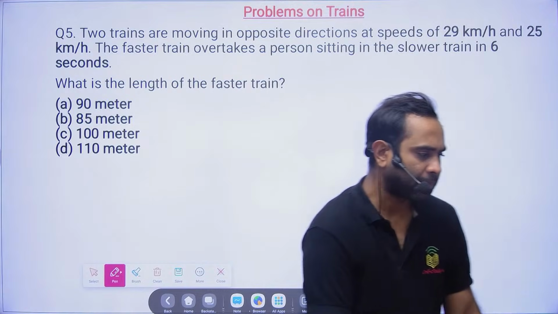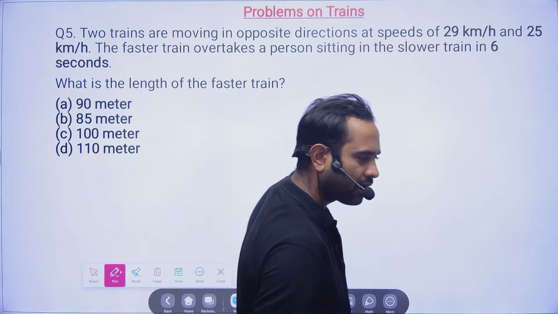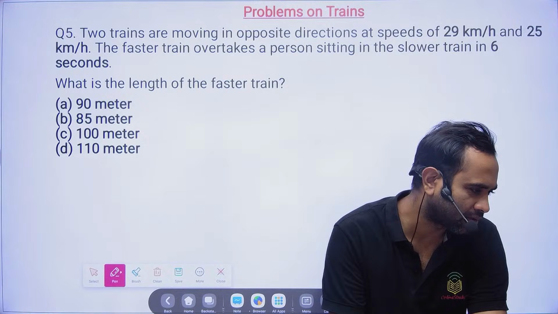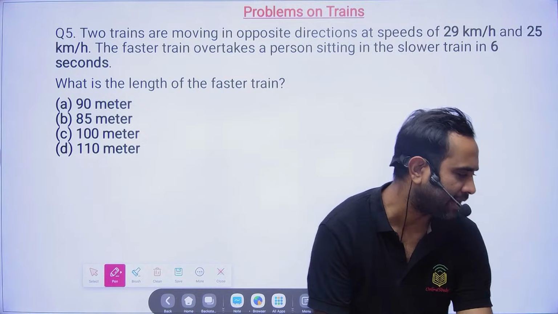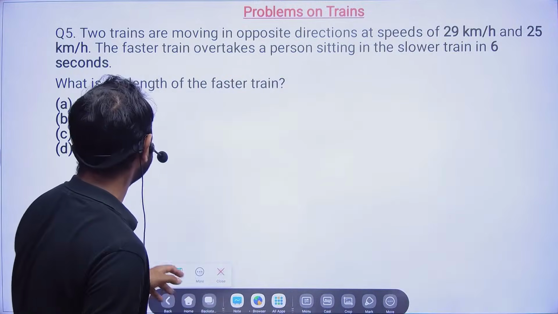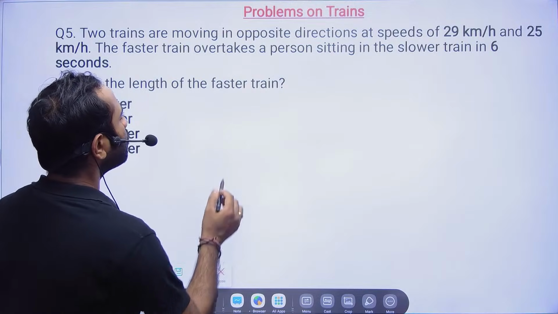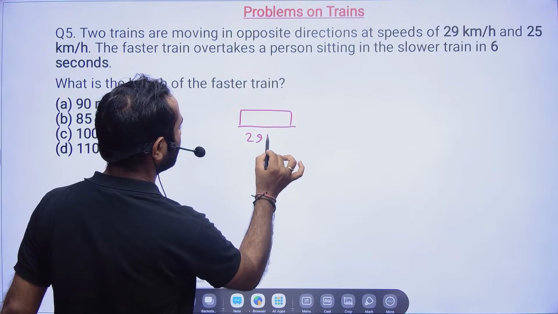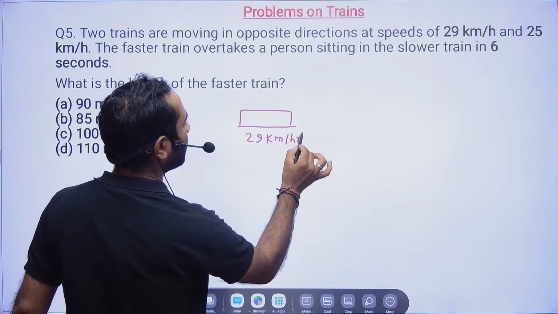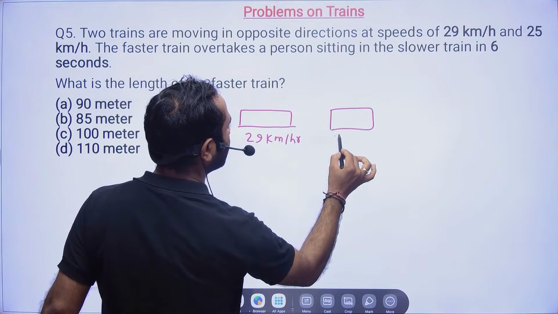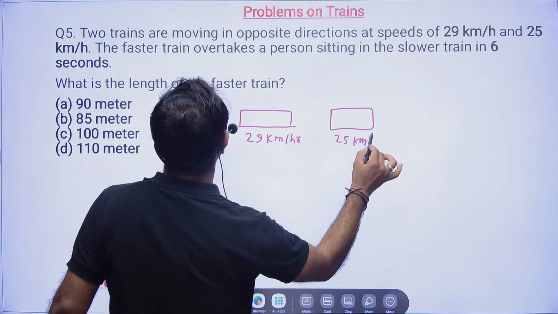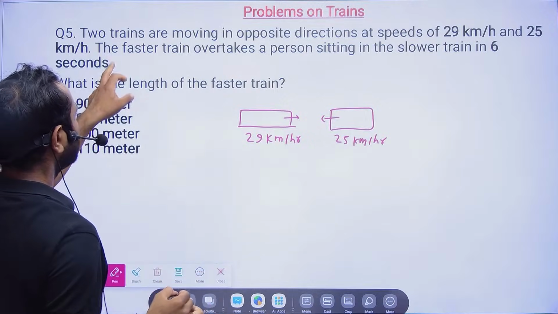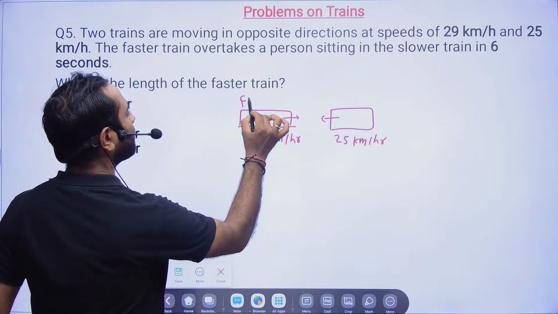Okay, your time is up. We are getting some answers from Prakhar, Sajid, Rohit, Adarsh Singh: option A, 90, 90, 90. So it looks like 90 is the correct answer. Let's see. Two trains moving in opposite directions. One train's speed is 29 km per hour and another train's speed is 25 km per hour, moving in opposite directions. Now what they're telling is, the faster train. So this is my faster train.